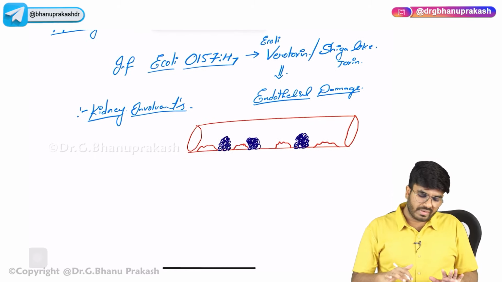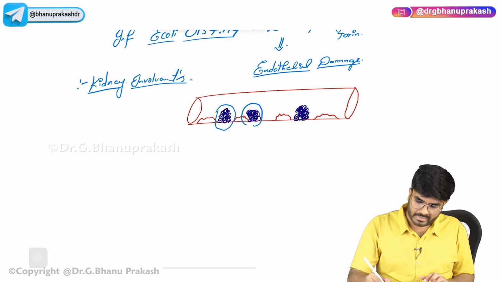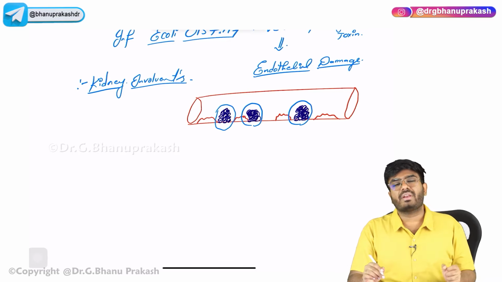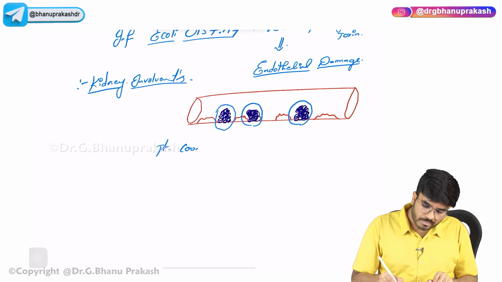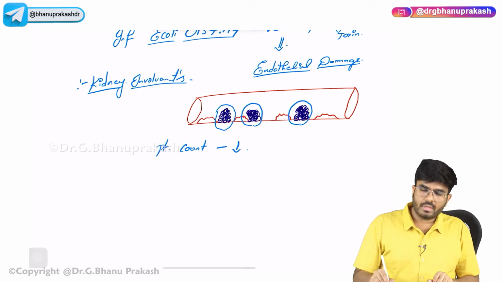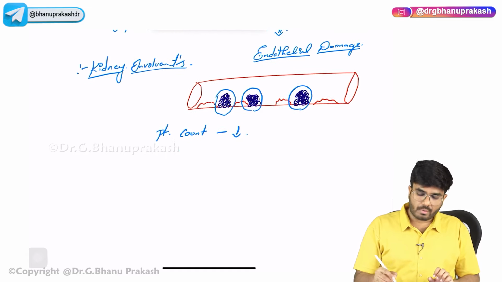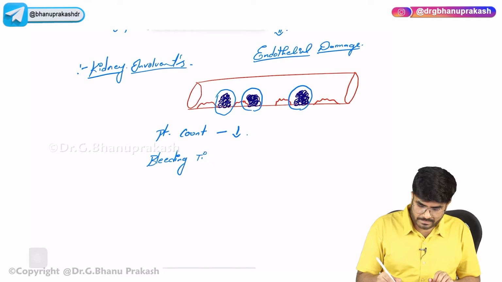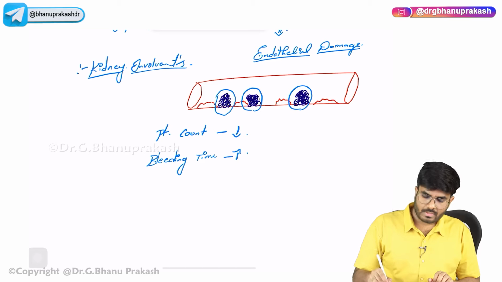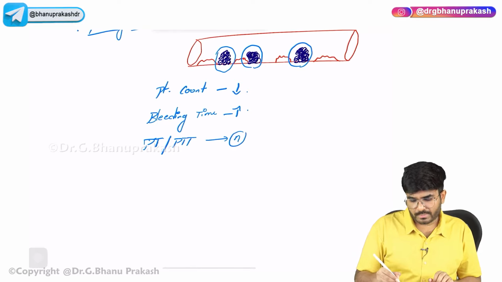Even in this condition, in hemolytic uremic syndrome, there is formation of platelet microthrombi. Because of that, what happens to the platelet count? Platelet count is going to go down. That is a quantitative problem. When the platelet count is going down, what happens to the bleeding time? Bleeding time increases. What happens to the PT and PTT levels? PT and PTT levels are going to be normal.